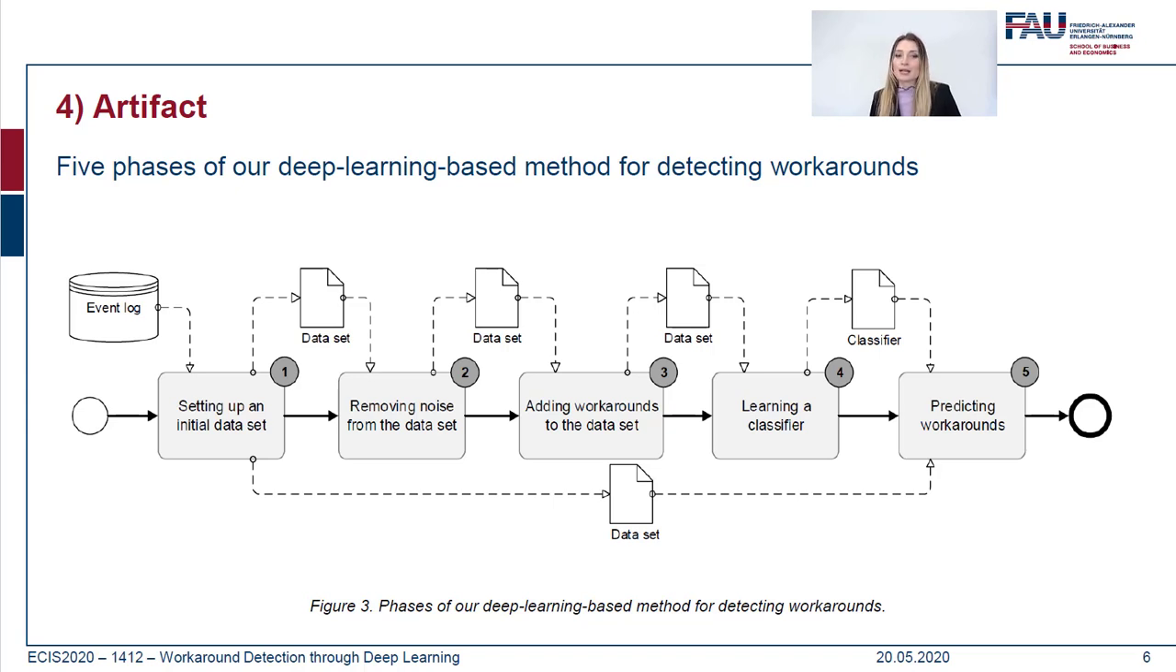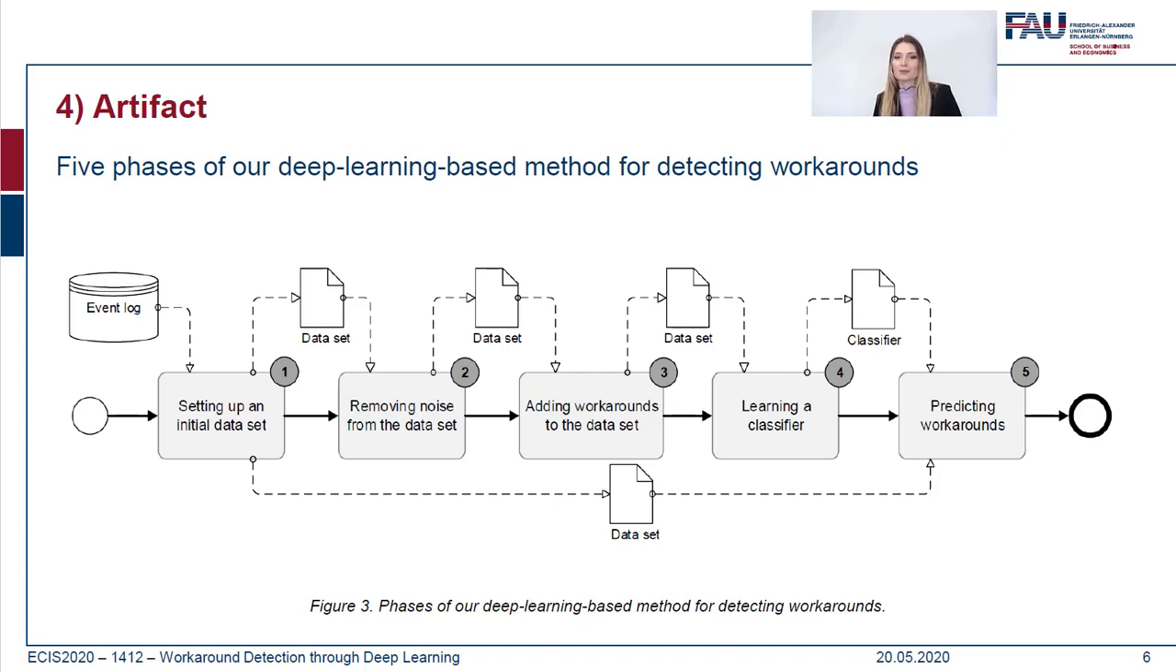The method detects automatically for each process instance of a real-life event log if a workaround of a particular type is included or not. The method comprises 5 phases, which you can see here. First, an initial vector-oriented dataset is created, which is based on an event log in order to apply deep neural networks. In the second phase, existing noisy data are removed from the dataset by using an autoencoder, which is a specific type of a deep neural network.